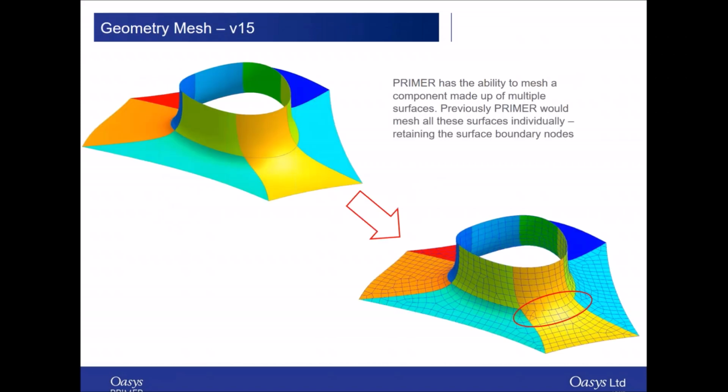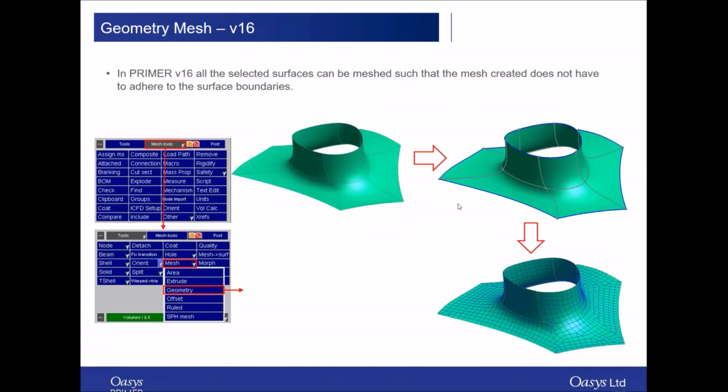Now, as well as those, we also have the ability to mesh surfaces, so you can create shell mesh on surfaces. We've had this in Primer for a few versions, but it has some limitations. Usually when you read a CAD model into Primer, it's split up into lots of different surfaces. Like you can see here, all the different colors of this CAD file represent all the different surfaces. And when you mesh that in Primer, it meshed all those surfaces individually. And so you could end up with mesh transition problems, as highlighted in the bottom right-hand corner here. In version 16, we've sorted that out so that you don't have these mesh transition problems through surfaces.